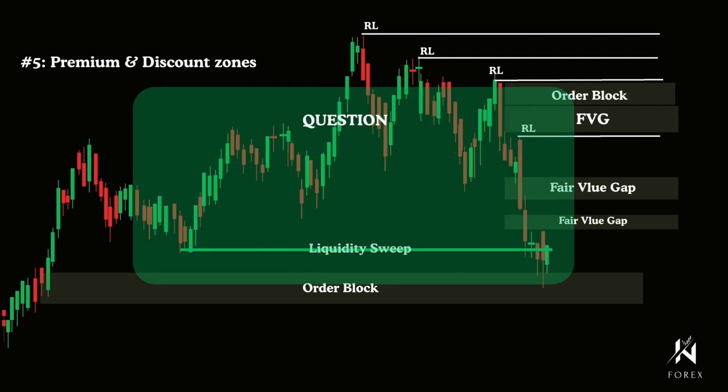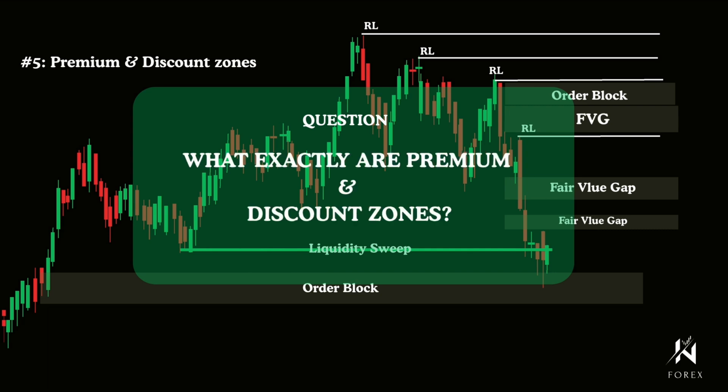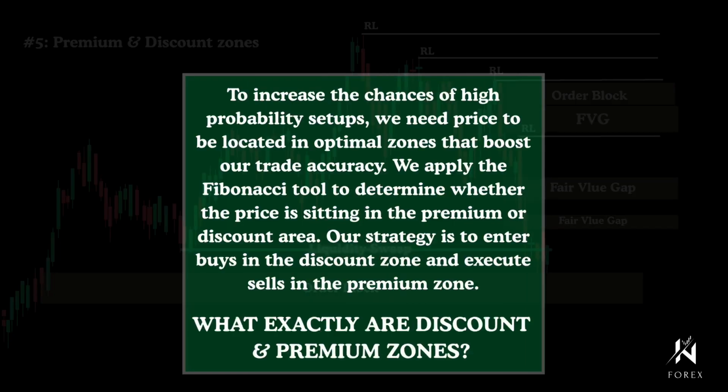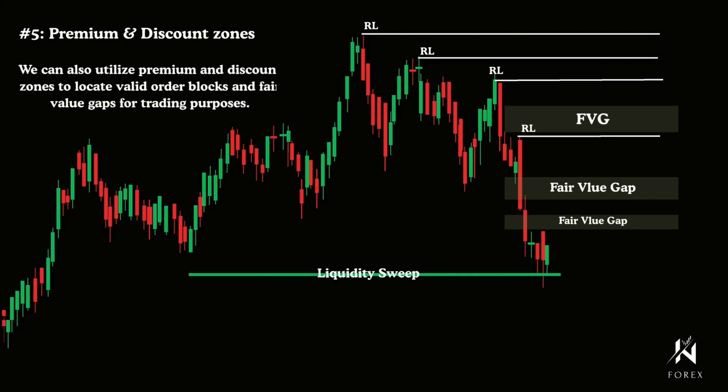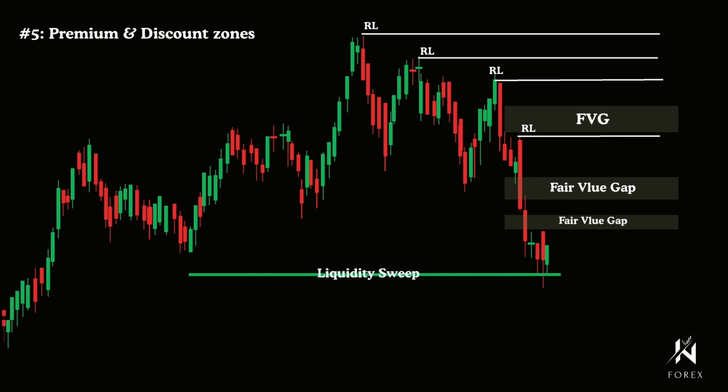The upcoming key factor involves recognizing premium and discount zones. So, what exactly are premium and discount zones? To increase the chances of high probability setups, we need price to be located in optimal zones that boost our trade accuracy. We apply the Fibonacci tool to determine whether the price is sitting in the premium or discount area. Our strategy is to enter buys in the discount zone and execute sells in the premium zone. We can also utilize premium and discount zones to locate valid order blocks and fair value gaps for trading purposes. For instance, in a bullish market, focusing on bullish order blocks positioned in the discount zone can enhance our trading plan and help minimize possible losses.